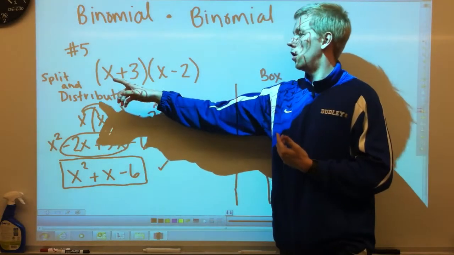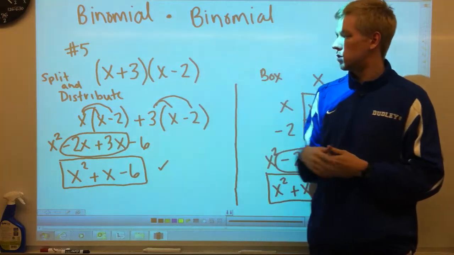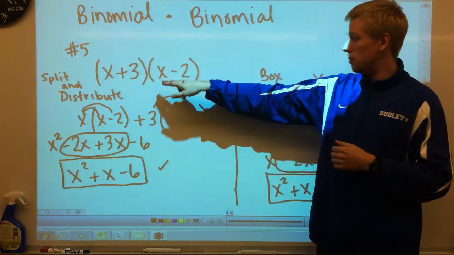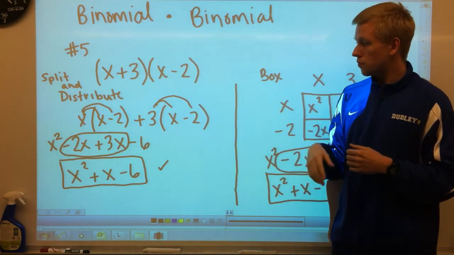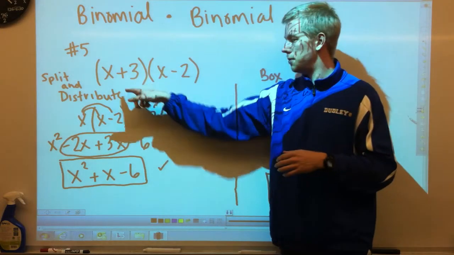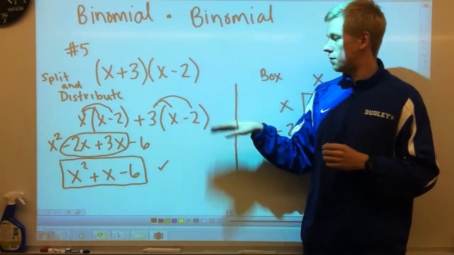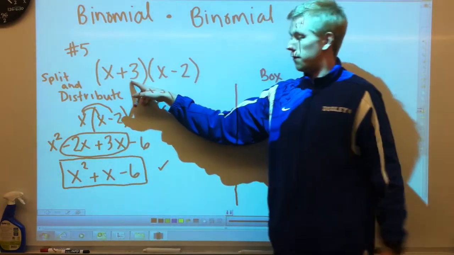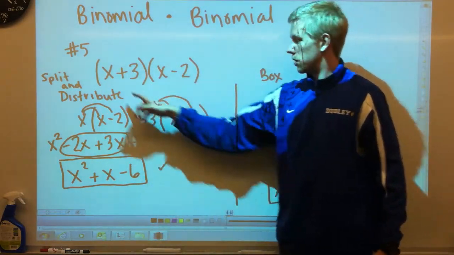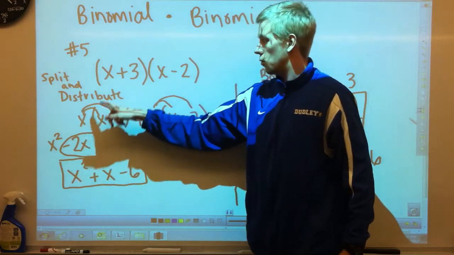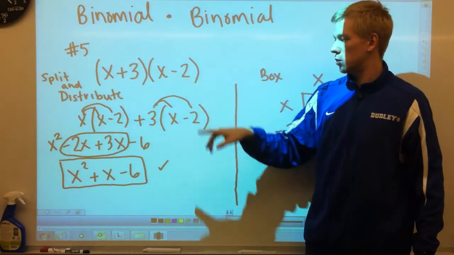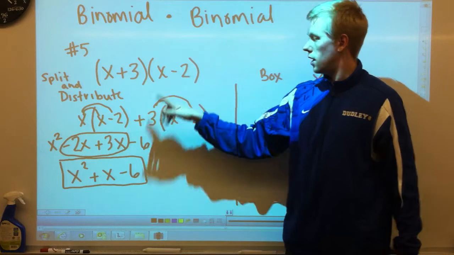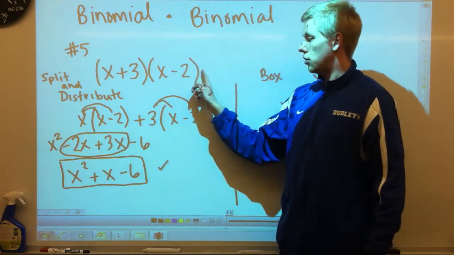Okay, so we have a binomial. Our binomial to start off with is x plus 3. Our second binomial is x minus 2. Okay, with the split and distribute way, go ahead and mark that down that this is splitting and distributing. You split your first term. So our first binomial was x plus 3. So we're going to split that up. So we have x out here, and then we're going to multiply it by our second term. So we split, and then we distribute it into the second term, or second binomial.